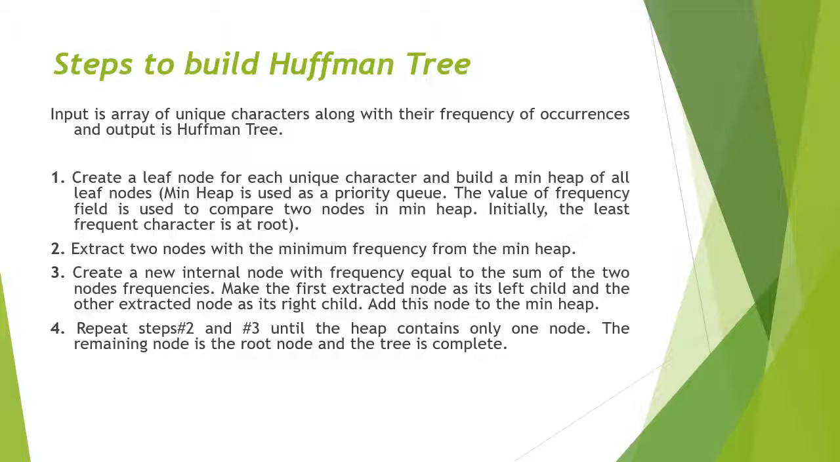In the second step, extract the two nodes with the minimum frequency from the min heap. In step 3, create a new internal node with a frequency equal to the sum of the two nodes' frequencies. Make the first extracted node its left child and the other extracted node its right child. Add this node to the min heap and repeat step 2 and step 3 until the heap contains only one node. The remaining node is the root node, and the tree is complete.